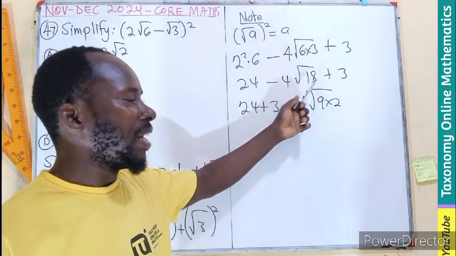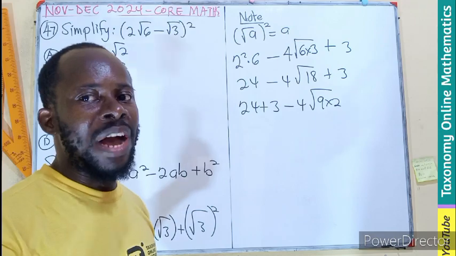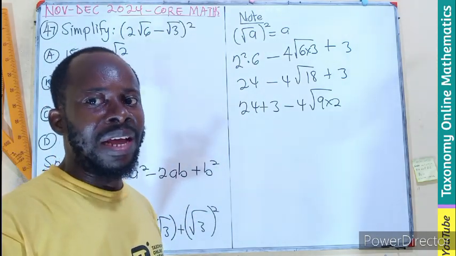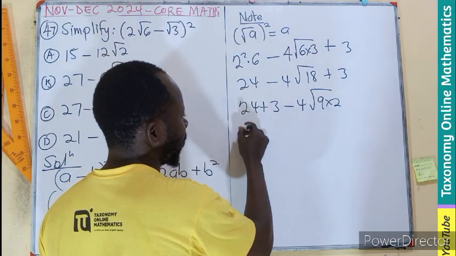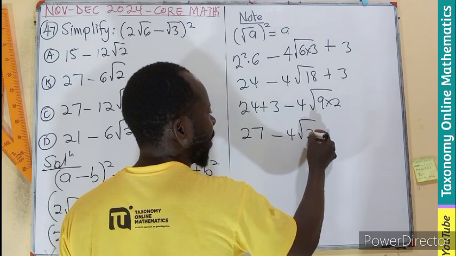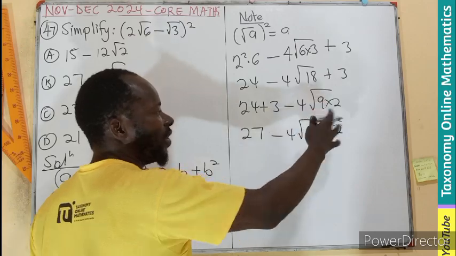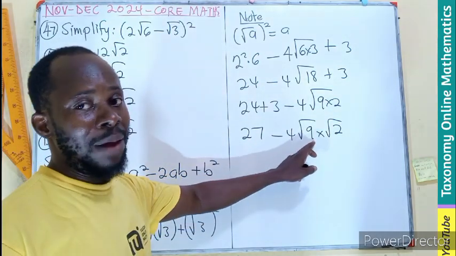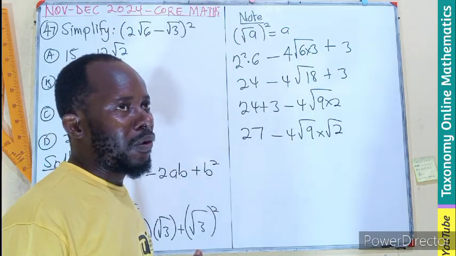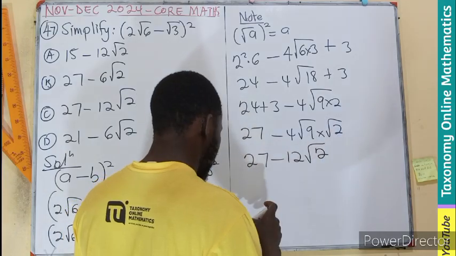Normally when you are simplifying a number under the root, you look for a perfect square as a factor and a non-perfect square as a factor. So 9 times 2 is 18, and 9 is the perfect square factor. So we can rewrite this as 27 minus 4 times the root of 9 and the root of 2. This will simplify the root on them, so the root of 9 becomes 3. 3 times 4, that will be 12. So 27 minus 12 root 2.